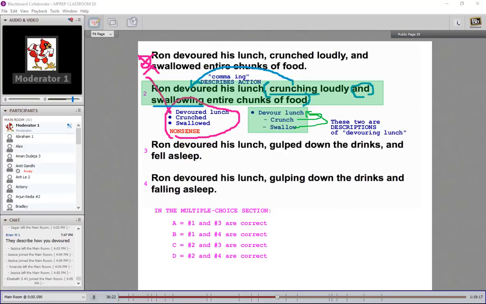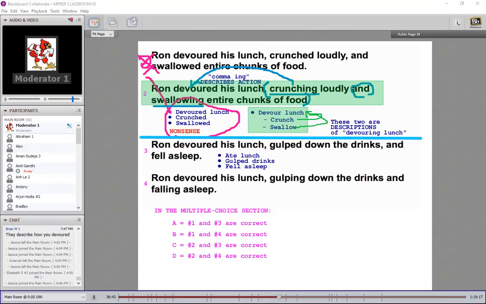These three things are genuinely different things. If you were going to bullet point this, these would actually get 3 bullets: ate lunch, gulped drinks, fell asleep. These are actually 3 different things. So these 3 you actually want to all be parallel. Give me a smiley face, if that makes sense. The structure of number 4 is exactly the same as the structure of number 2, but it doesn't make any sense.